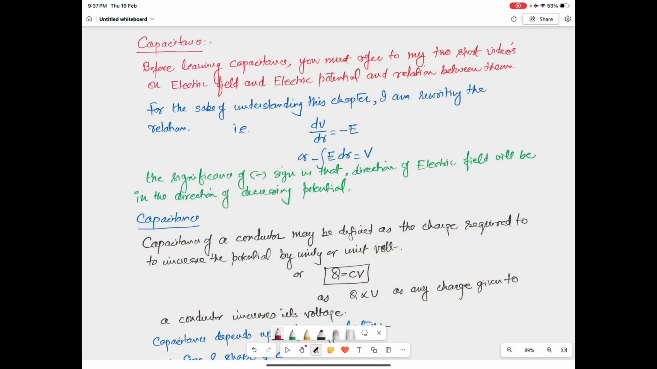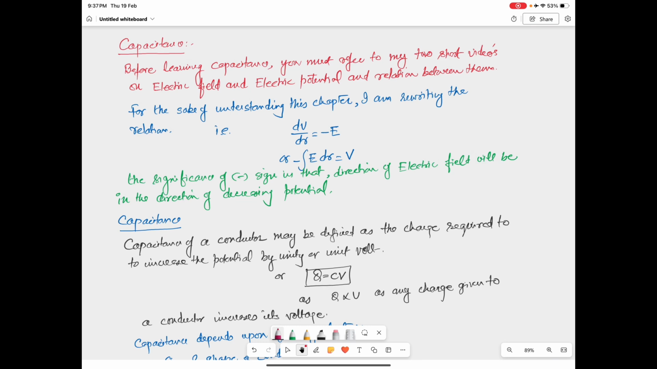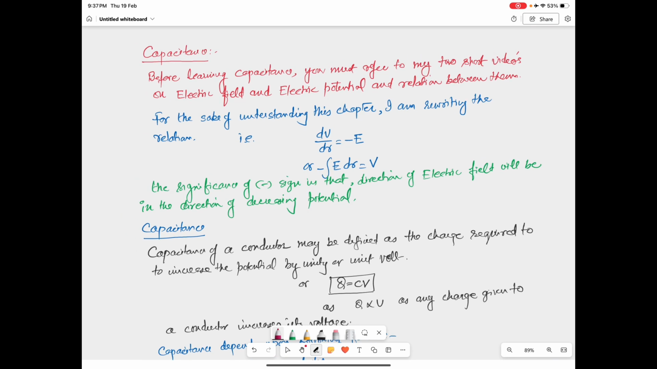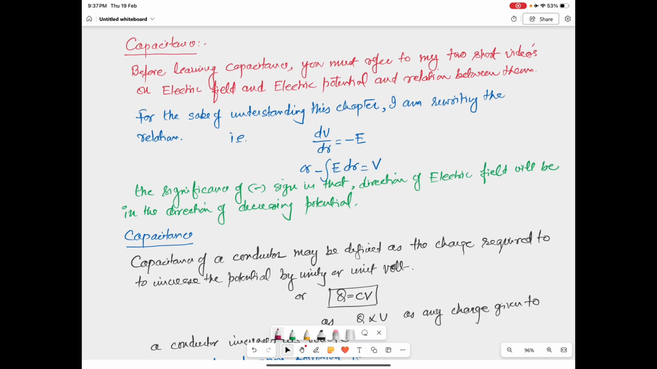Hello students, before moving on to capacitance, we must learn about some of the important formulas that we have taken up in our previous videos. You must refer to the electric field and electric potential videos to understand what electric field and electric potential are and the relation between them before understanding capacitance. So I would like you to go through those two very short videos, approximately 10 to 12 minutes, and refer to them before coming on to this.